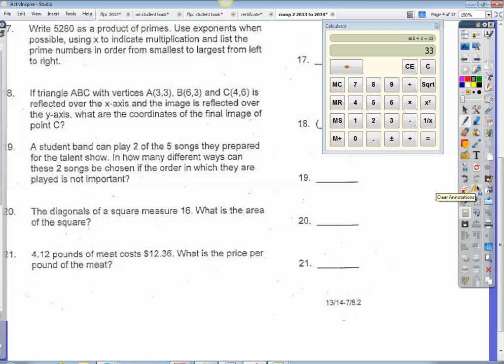A 4.12 pounds of meat costs $12.36. What is the price per pound? So this is just a straight division problem. So I mean, you can watch me do it by hand, or I can just use a calculator. So you just go 12.36, and you divide it by the 4.12. And it's $3, just straight $3. And that's it.